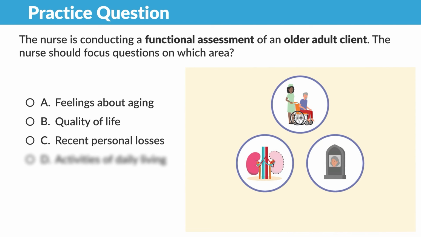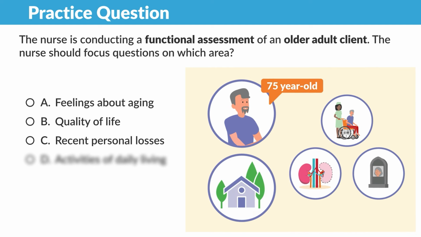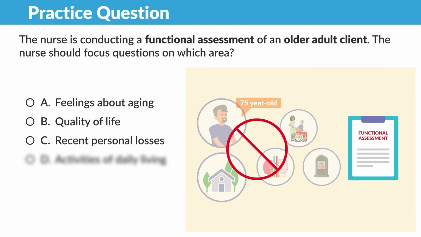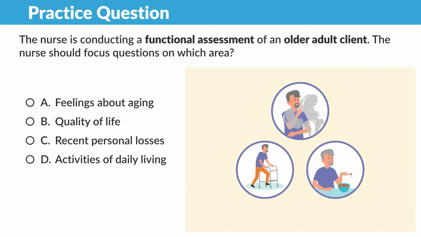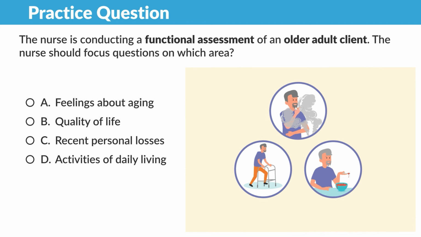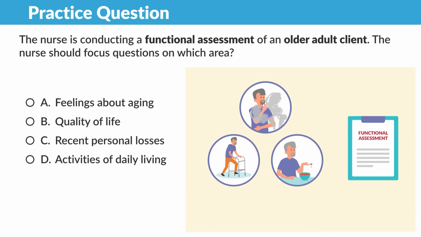What about recent personal losses? Well, the issues such as the client's feelings related to aging, quality of life, and recent personal losses may influence functional ability, but these are not the essentials of functional assessment. So the correct answer here is activities of daily living. Just let the name help you. Functional assessment, we're assessing the functionality of the client in their activities of daily living. So this would be correct.